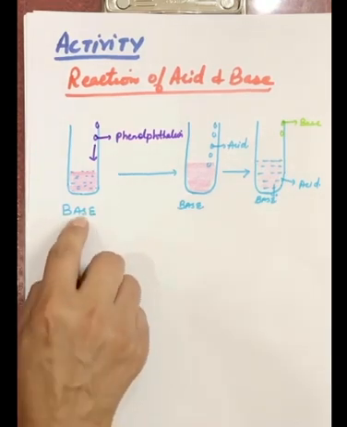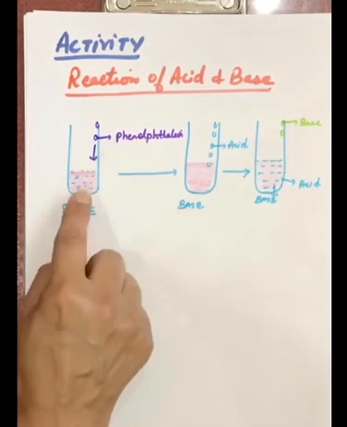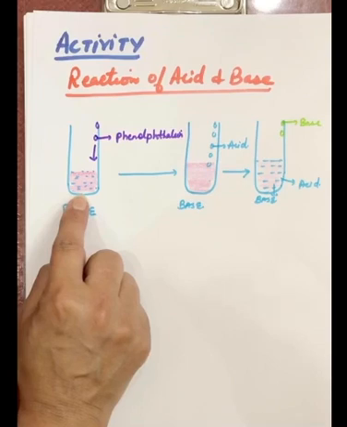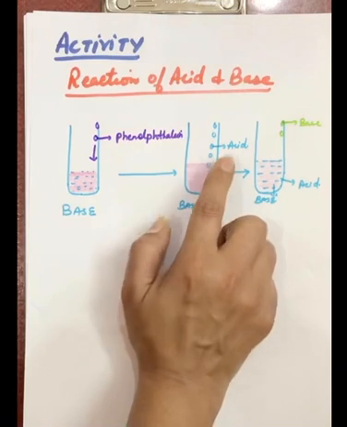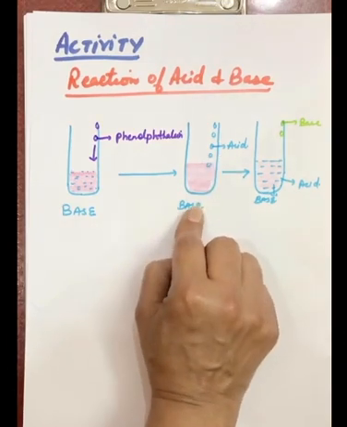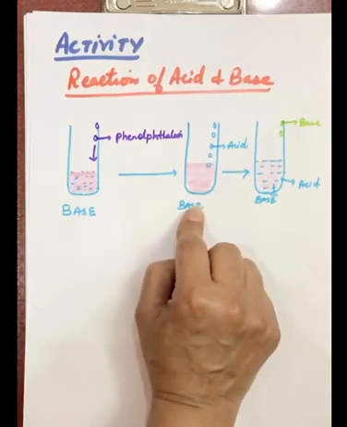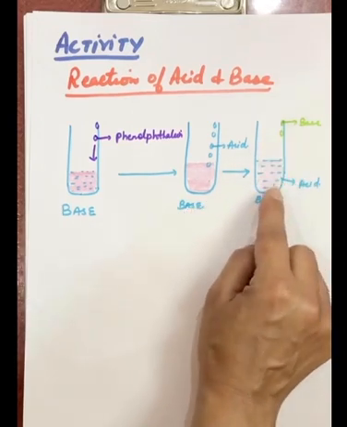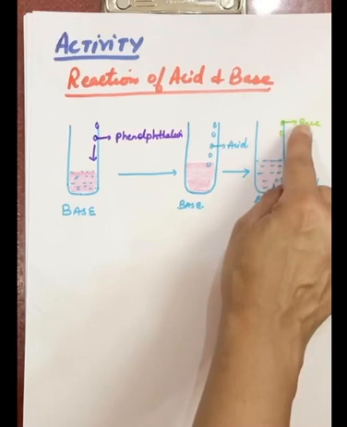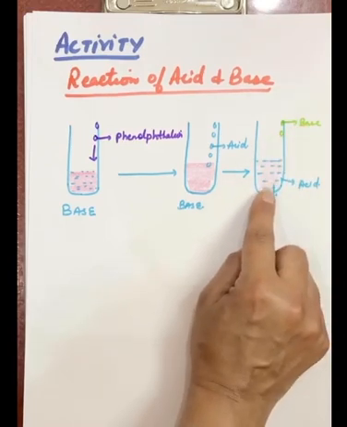See, initially it is base only because phenolphthalein in a base shows a pink color. And then when we add acid to this, what will happen? Acid and base will neutralize. Neutral solution will form and it will become colorless again. And then again when the base is added here, what will happen? Phenolphthalein in the base again will show which color? That will show the pink color.